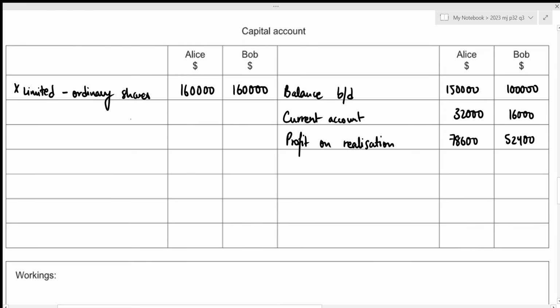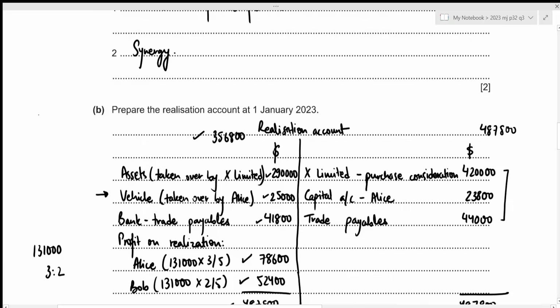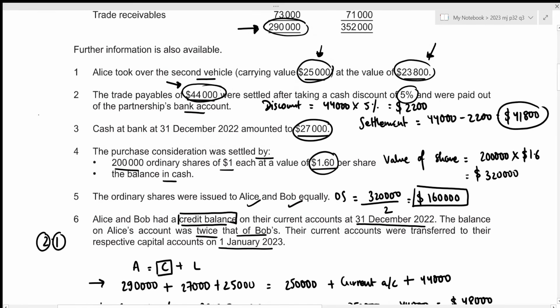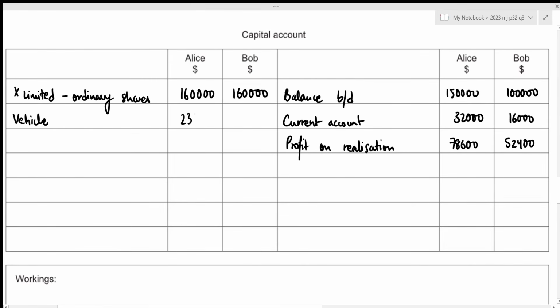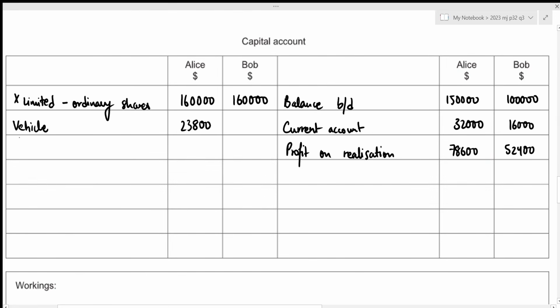Also remember that Alice took over the wagon, and for that she needs to pay to the partnership business, and that will result in the reduction of her capital account, so it should be recorded on the debit side. And the amount that she paid for the vehicle was 23,800. Let's write it down. We can just write down our balancing figure right here as bank.